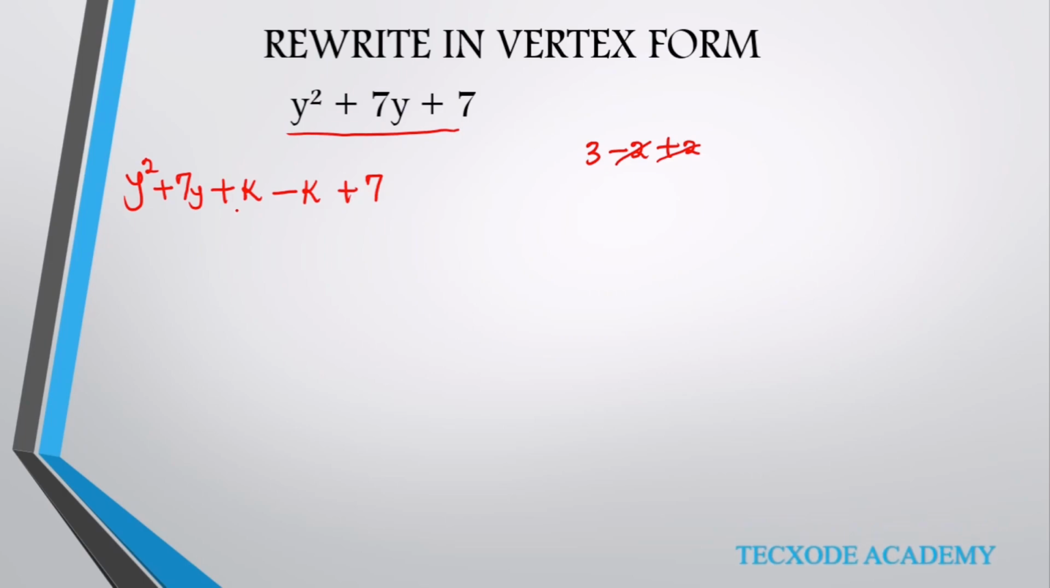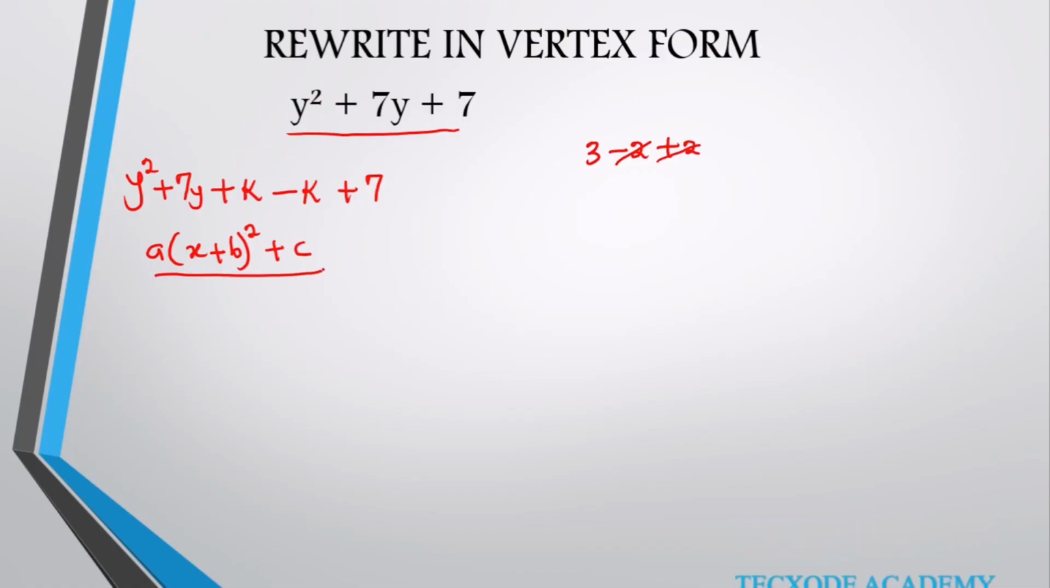And it's also important that I look for k. So how do I do that? The vertex form from the previous page is a times (x plus b) all squared, plus c. This is what we call the vertex form. So this is what I'm trying to achieve. How do I achieve this? That is what I'm about to do.